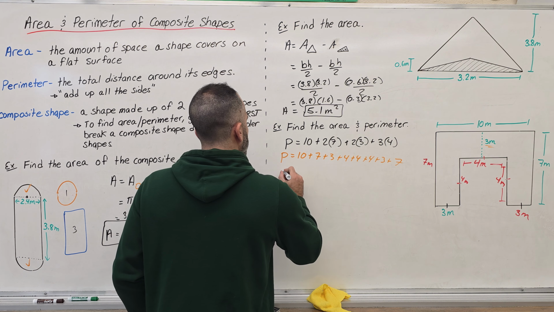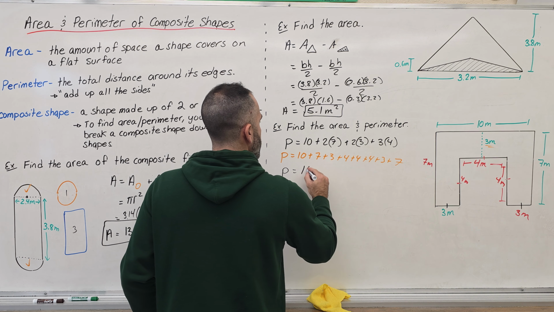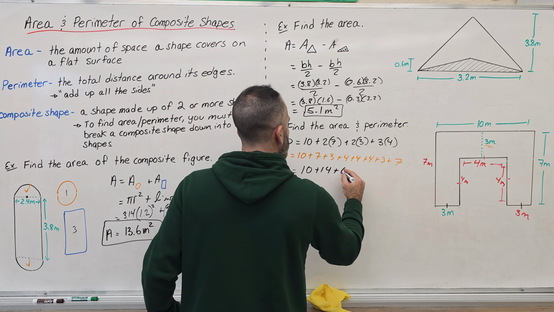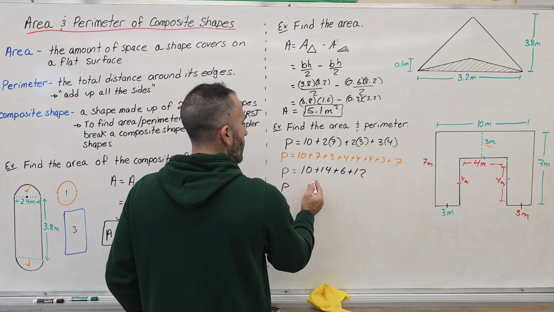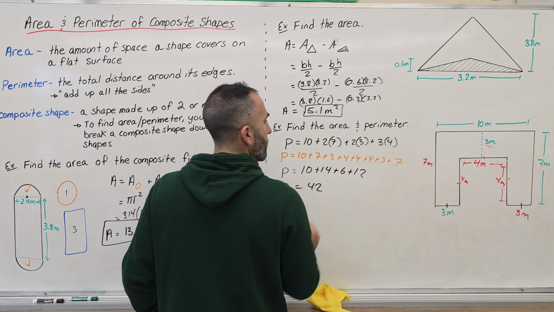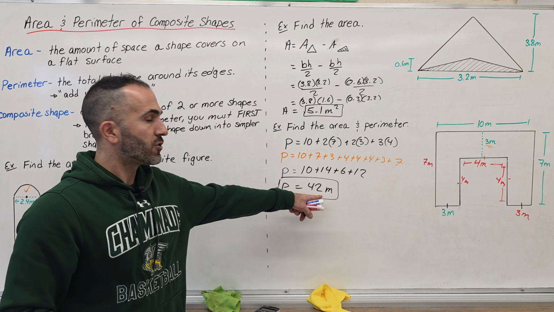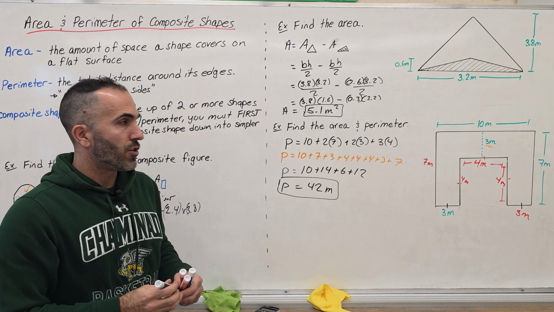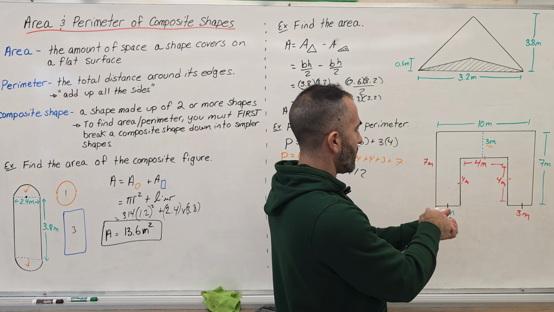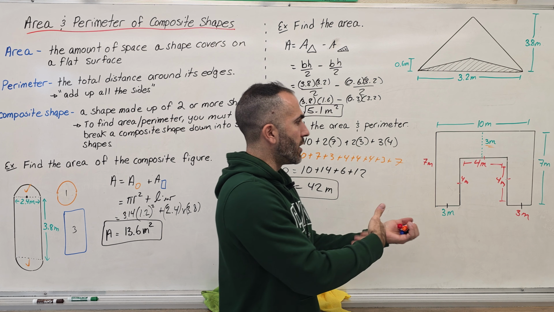Either way, I'm going to do this one. This is 10 plus 14 plus 6 plus 12. That's 24, 42 meters. Perimeter is not squared. So I just added them all up. You can even just sit there with a calculator. 10 plus 7 plus 3 plus 4 plus, keep it going, 42.